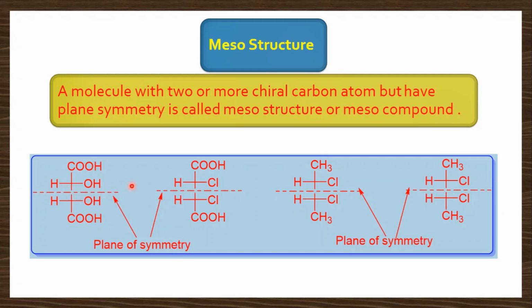The problem is internal, because the molecule has a plane of symmetry. So this meso compound has optical inactivity, and this optical inactivity is due to internal compensation. So this is what we have about your meso compound or meso structure. Now let's move towards the next slide.